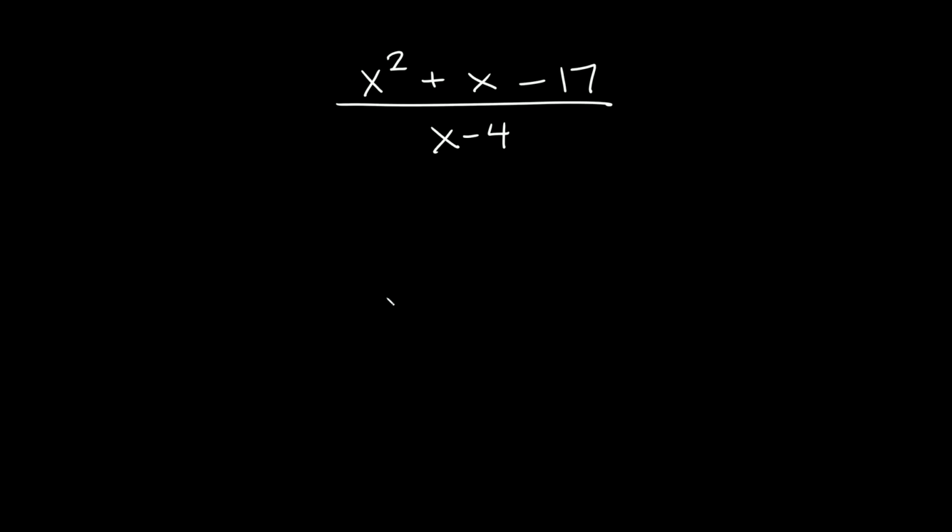So, polynomial long division. How do you do it? Well, let me show you. Here we have x squared plus x minus 17 divided by x minus 4. It works just like normal long division.